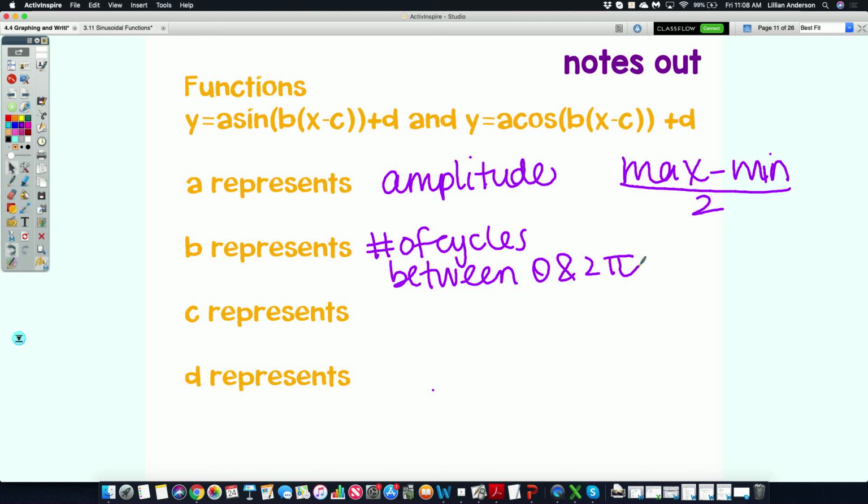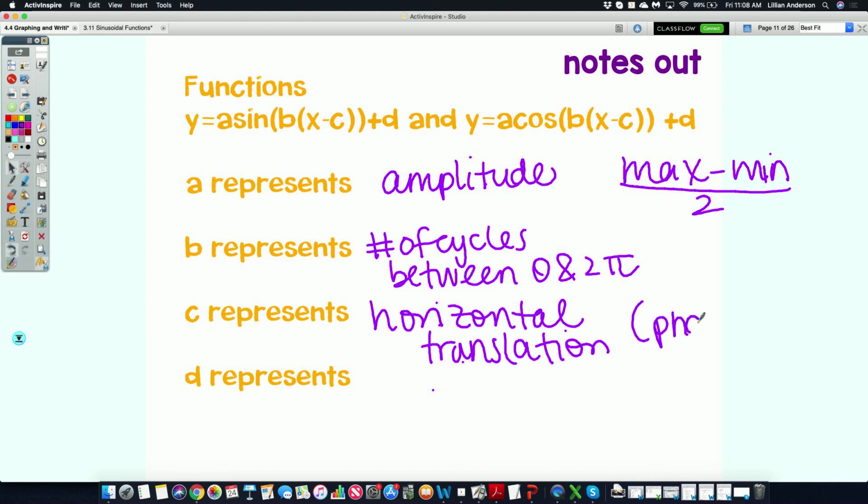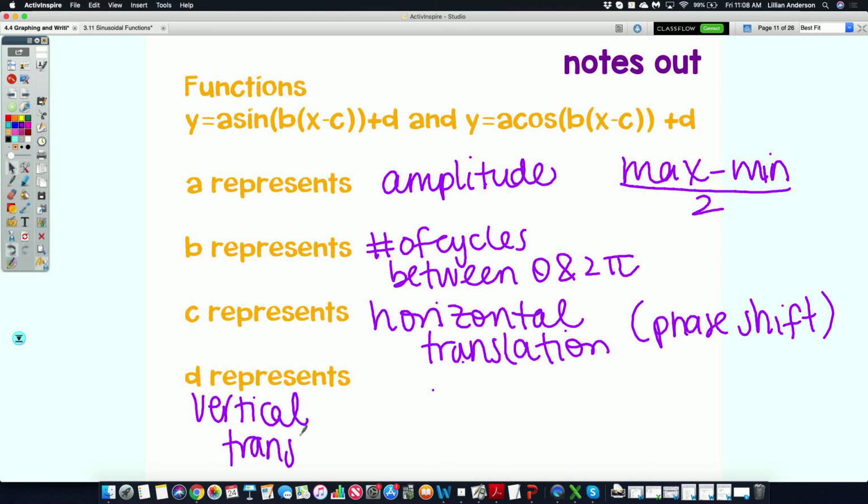C represents your horizontal translation of your graph, whether you move the graph to the left or to the right. It's also called your phase shift. And then D represents your vertical translation, which causes your graph to move up or down. Okay? Algebraically to find this, you would do max plus min divided by 2, if you ever had to write the graph, which we will be doing today.